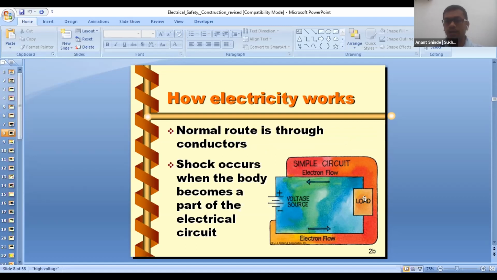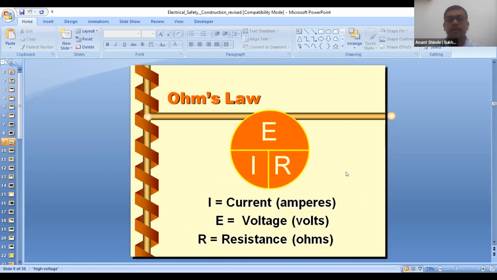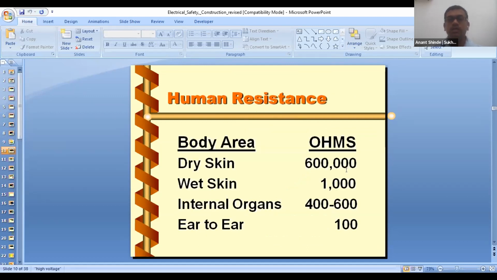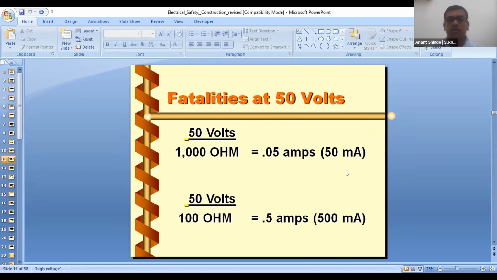Shock occurs when the body becomes part of the electrical circuit. This is Ohm's law: E equals I times R, where I is current, E is voltage and R is resistance. Second is the human body resistance: dry skin 60 lakh ohms, wet skin 1000 ohms, internal organs 400 to 600 ohms, ear to ear 100 ohms. These are the formulas for the voltage.